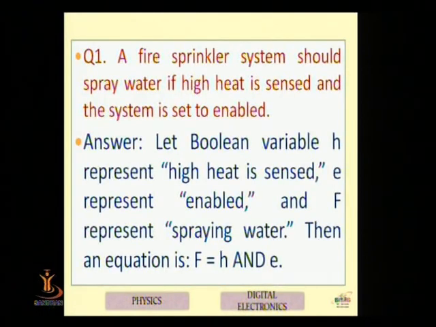Here is another example. A fire sprinkler system should spray water if high heat is sensed and the system is set to enabled. So in a logic way, let boolean variable H represent high heat is sensed, E represent enabled and F represent spraying water. Then the equation is F equal to H and E, both ANDed.